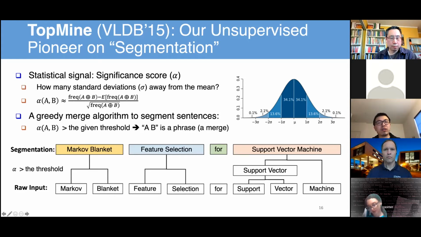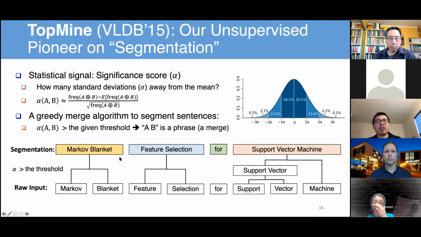If the significance score tells us it is already beyond 3 or 4, then we can merge them, because this is not a common event. It's a very significant one, and we want to merge these 2 words. We can repeat this process again and again until there are no 2 adjacent words or phrases that can be merged over this threshold. So in the end, we can get this segmentation for this scientific paper's title. Maybe we don't know what that means for Markov blanket, but if you read this, it sounds about right.